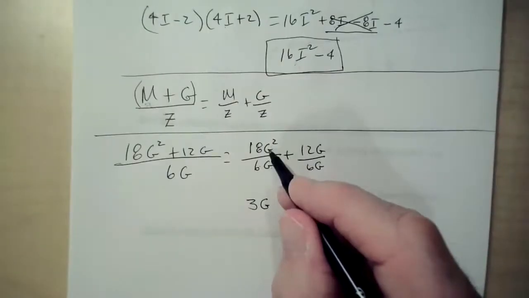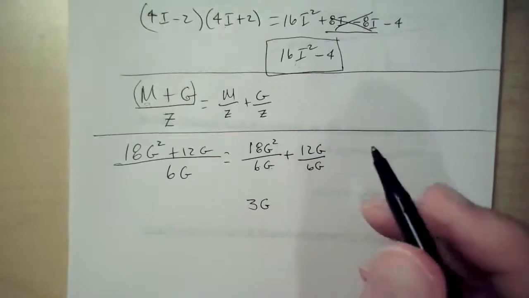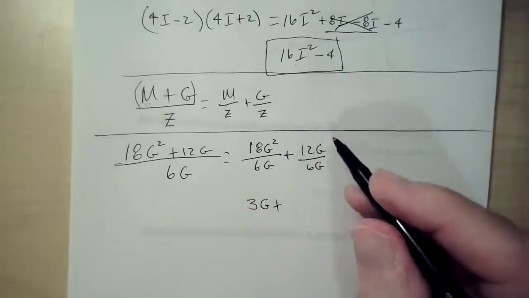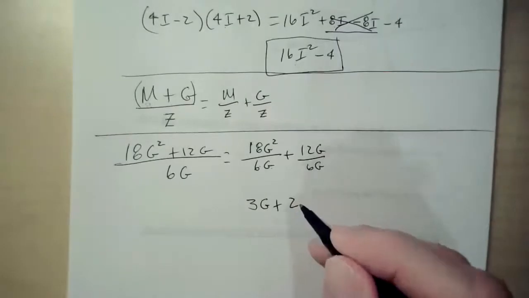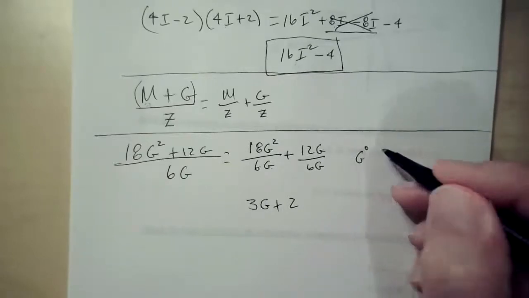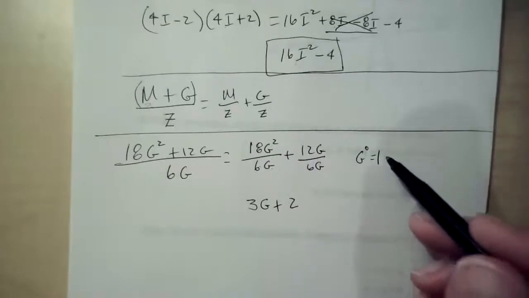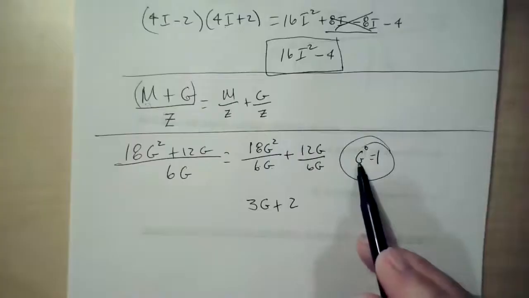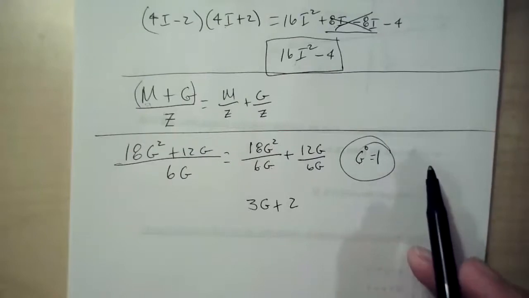Because remember, when we have the same base number and we're dividing, we subtract the exponents. Plus 12G divided by 6G is 2. Just 2, because G divided by G is G to the 0 power, which is 1. Everybody, you need to remember this: G to the 0 power is 1.